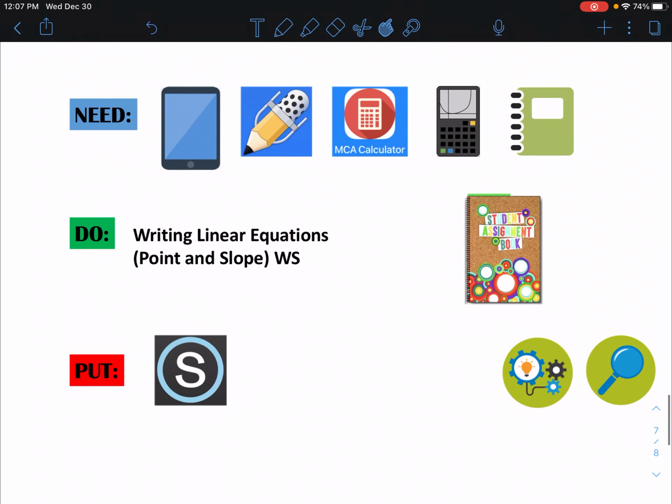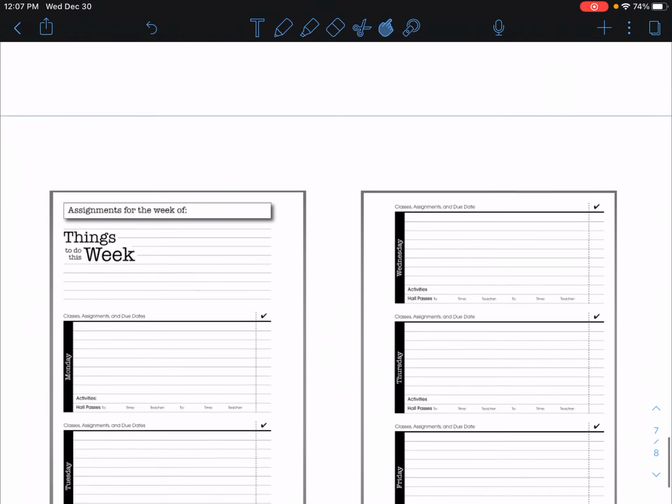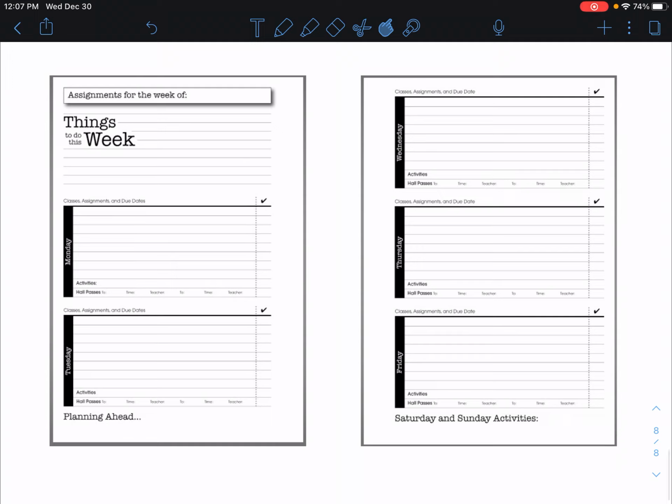Okay. So on your assignment, there are 8 problems where you have to do this. I think you can get this done pretty quickly. Hopefully this makes sense. Don't forget to write this into your planner or your student assignment book. Writing linear equations, point and slope worksheet when you're given the point and the slope. Okay, again, write it in there so you've got it and you can check it off when you get it done. All right, hopefully this makes sense.